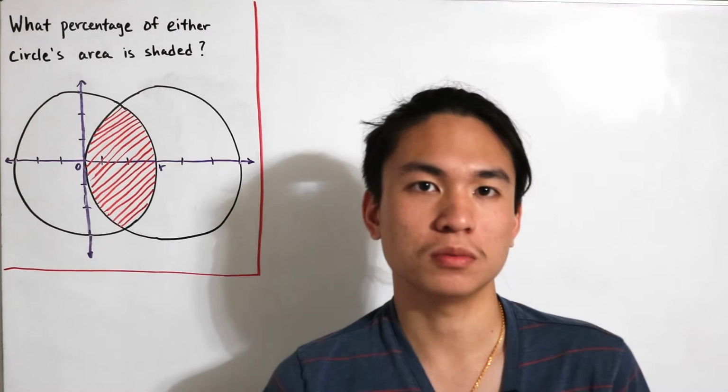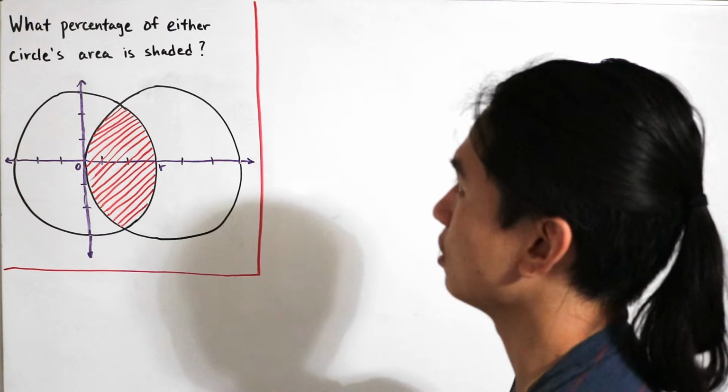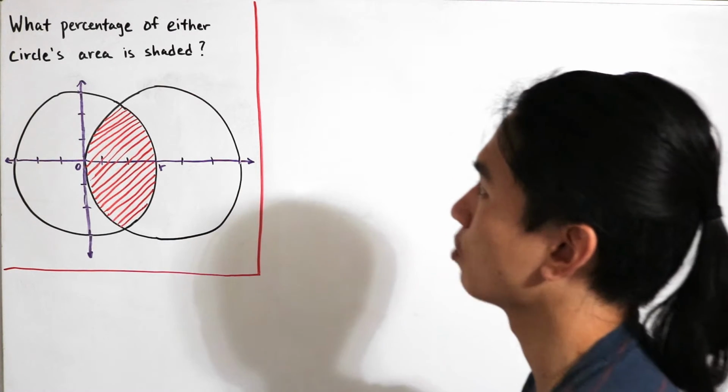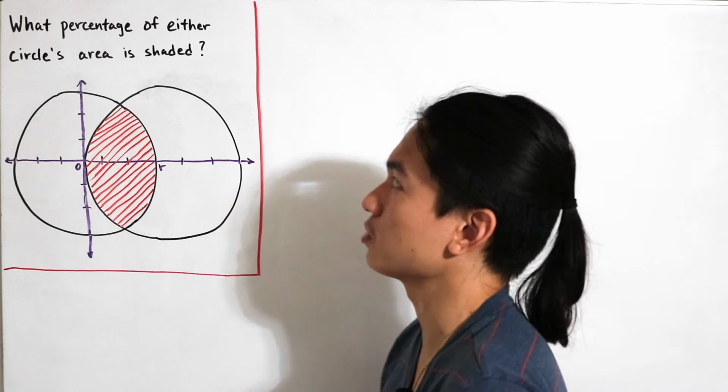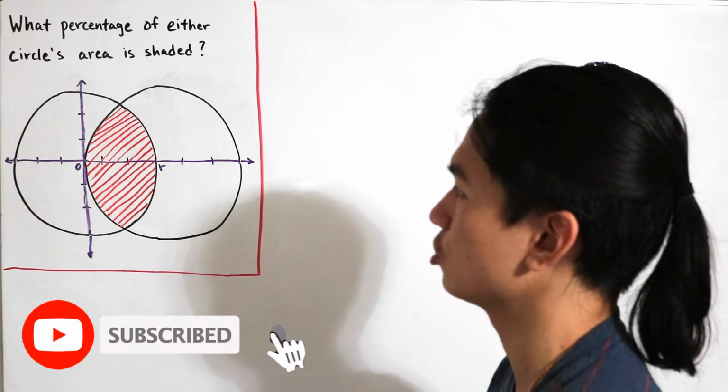Okay, so welcome back to another video. In today's video we have the following geometry problem in terms of area. What percentage of either circle's area is shaded?